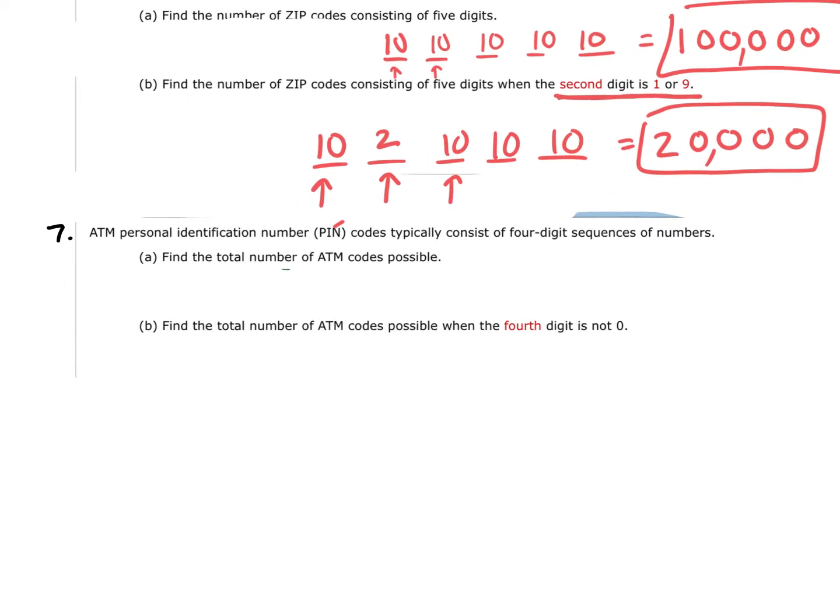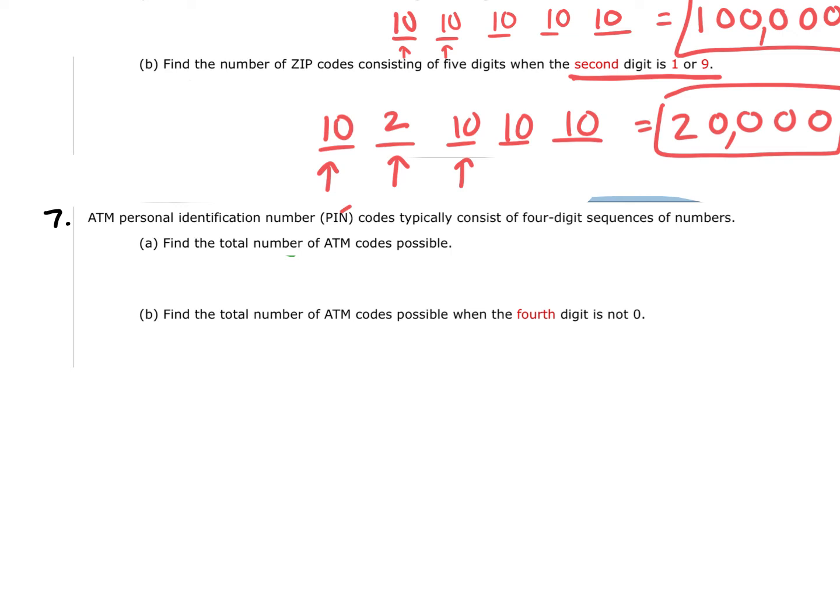All right, number 7, super similar. ATM personal identification number, the PIN codes, typically consist of 4-digit sequence of numbers. So find the total number of ATM codes possible. So 4-digit sequence. How many different numbers could I put in my first spot?